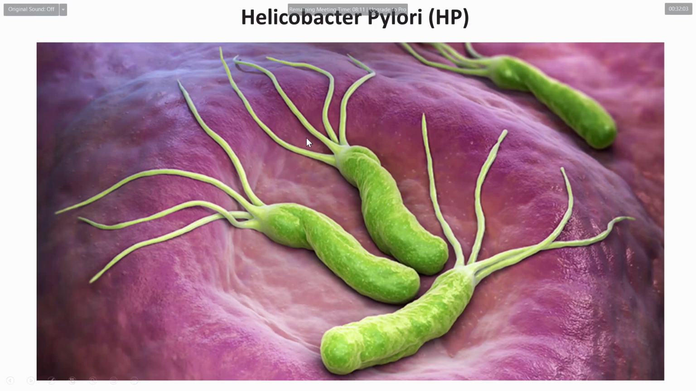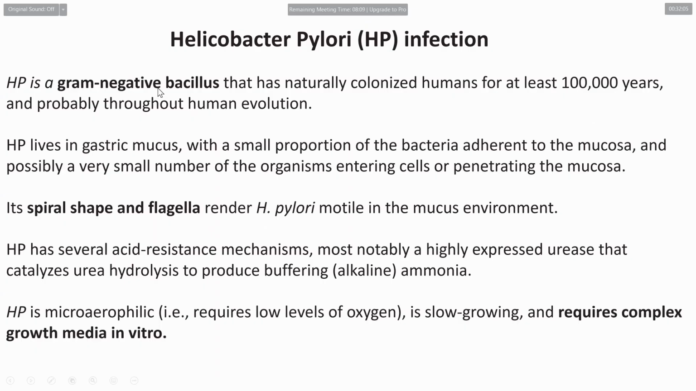H. pylori is very common worldwide, a gram-negative bacillus. It has flagella and a spiral shape. It lives in the mucus layer at the mucosa. It doesn't usually penetrate into the lining of the stomach. It's very slow growing, and it doesn't need much oxygen, and that's why it can survive.